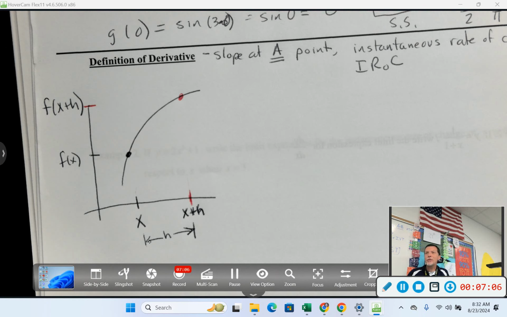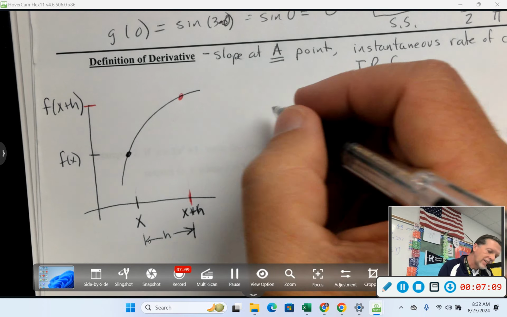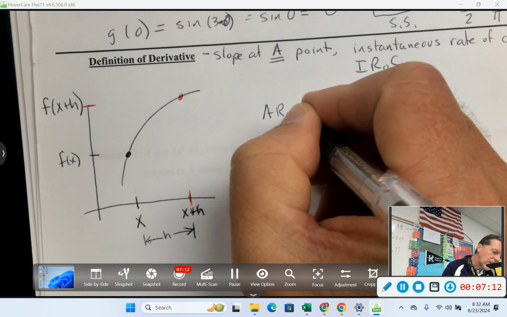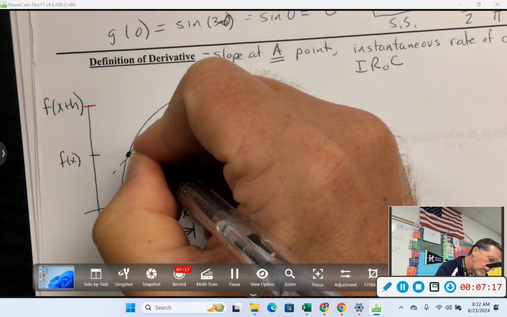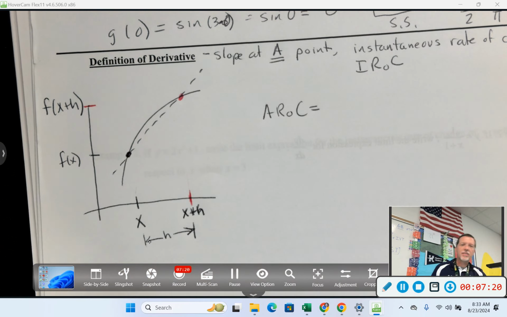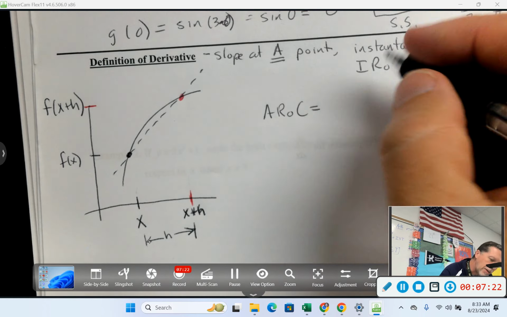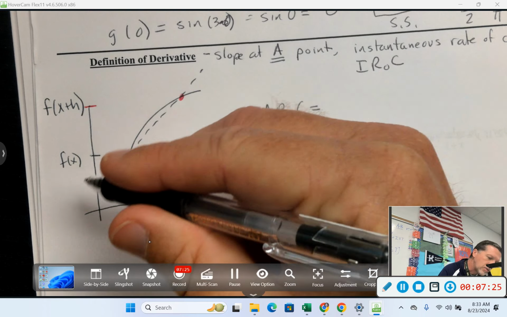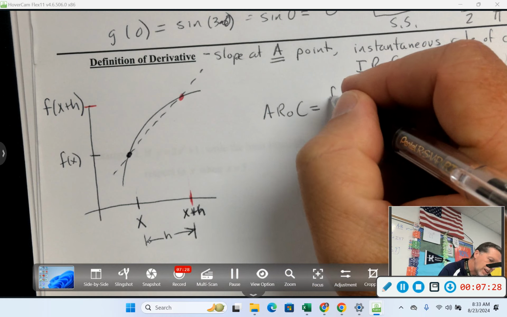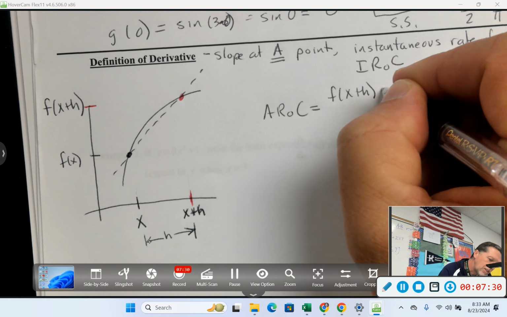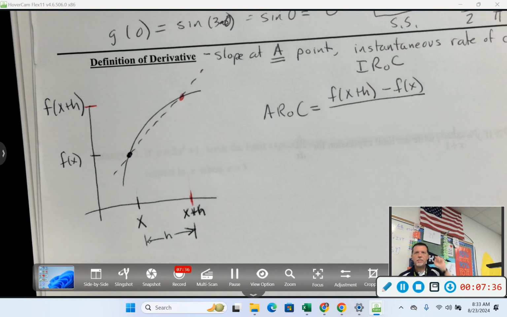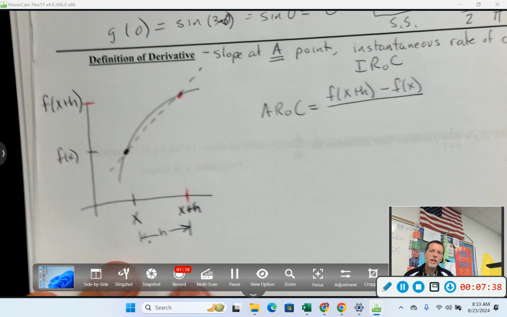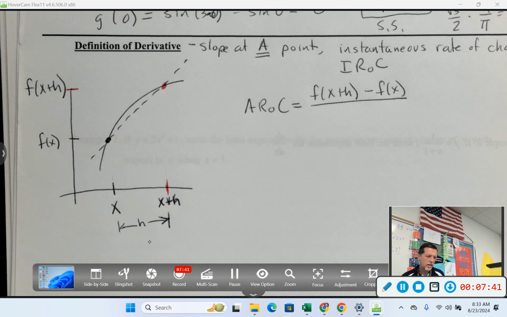So now I do have 2 points. So now I can find the average rate of change between those 2 points. So that's not really the slope at a point, but it's close. So let's see what that would be. y2 minus y1 over x2 minus x1: f of x plus h minus f of x. There's our change in y. Our change in x, excuse me.